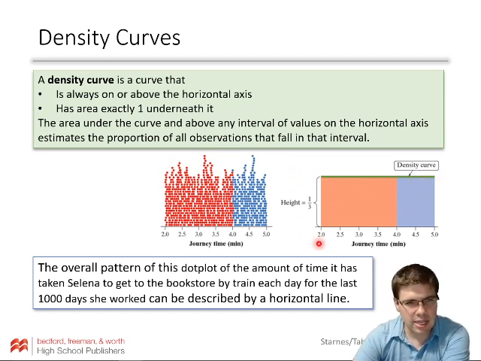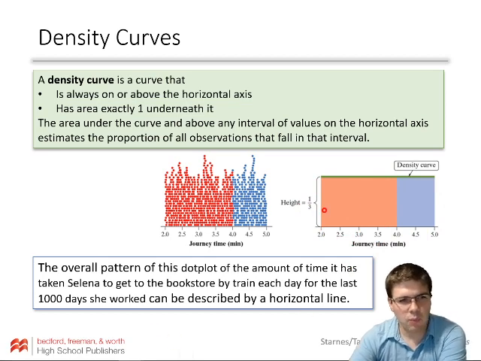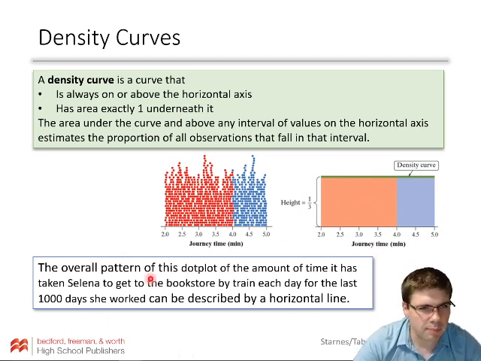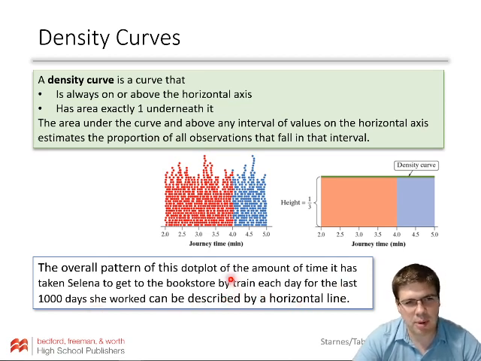Notice that this density curve goes from 2 to 5. It would actually have a height of 1/3. The length of this rectangle being formed is 3, and the height is 1/3, so the entire area is 1. And so we can fit that. The overall pattern of this dot plot of the amount of time it has taken Selena to get to the bookstore by train each day for the last 1,000 days can be described by that horizontal line.